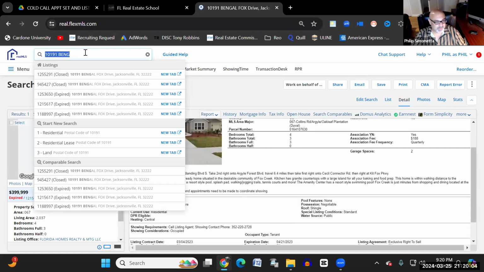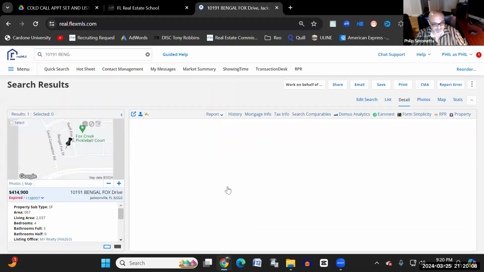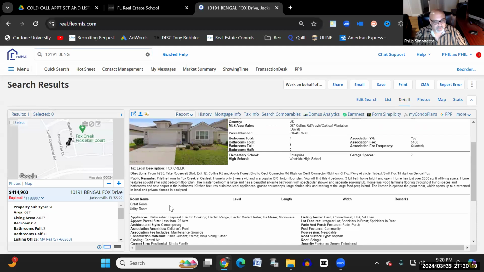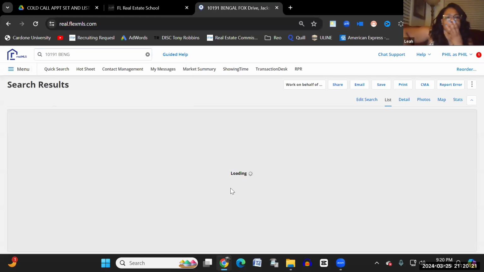Oh, same thing. It was probably the same kid. Let's see what this one was. There. Pristine home in Fox Creek, Oak Leaf. Home is 2 years old and is popular. Okay, none of them sold it. Right, sold. Why?